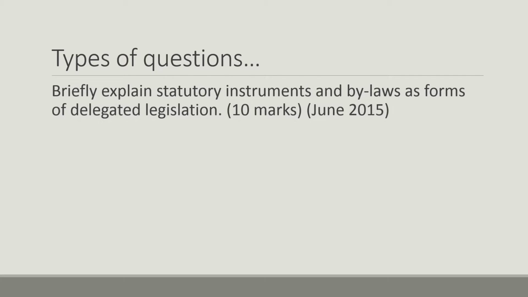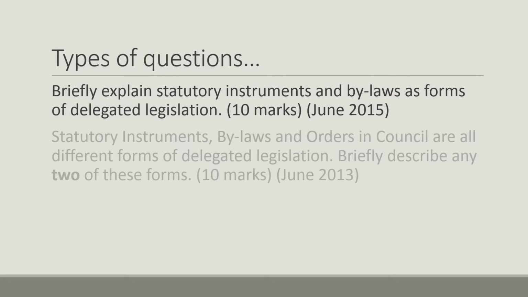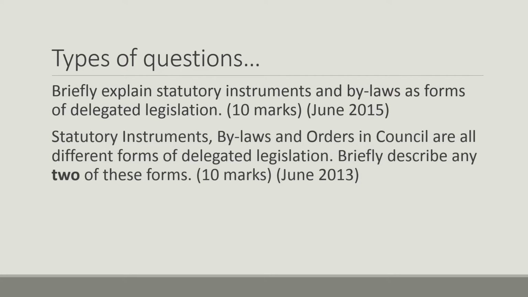The first sort is one like this from June 2015, briefly explain statutory instruments and bylaws as forms of delegated legislation. Here you do not get a choice about the type you write about. You have to write about both of these sorts and they're both worth about 5 marks. The second style of question gives all of the sorts of delegated legislation, statutory instruments, bylaws and orders in council, and you are asked to describe 2 of the forms. So you have to choose. You have a choice, and again each type is worth about 5 marks.